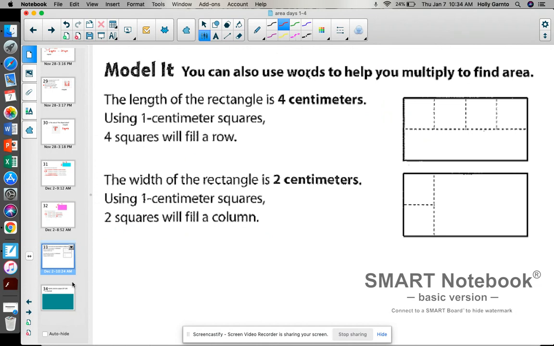All right, and last example says the length of the rectangle is 4 centimeters. Using 1 centimeter squares, 4 squares will fill a row. The width is 2. Using 1 centimeter squares, 2 squares will fill a column. So if I keep going, and let me fill in these lines here. See how this line goes across? And then these dotted lines, we can just bring them down.